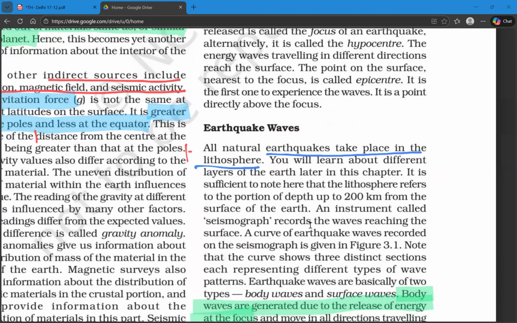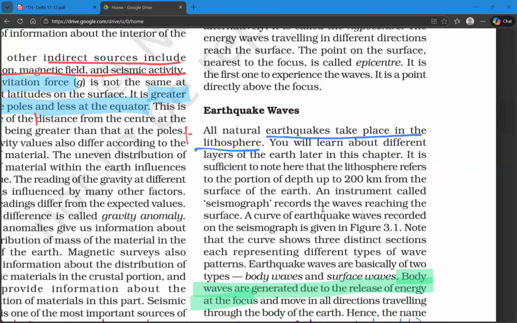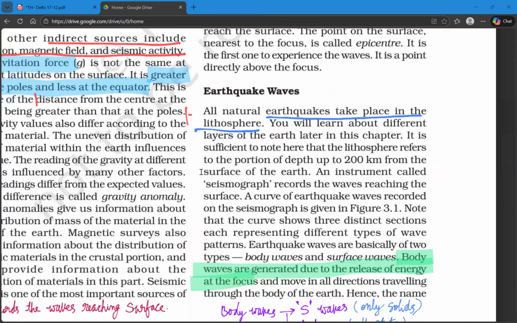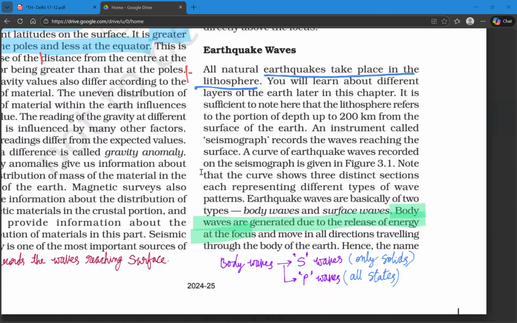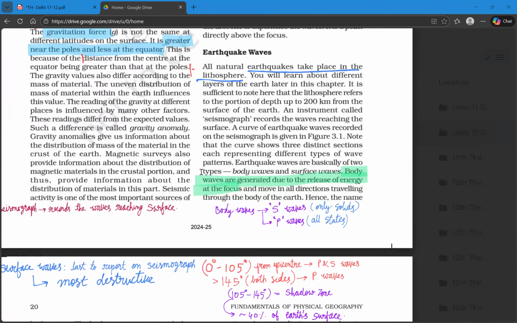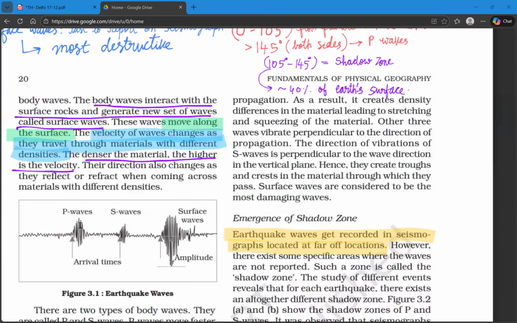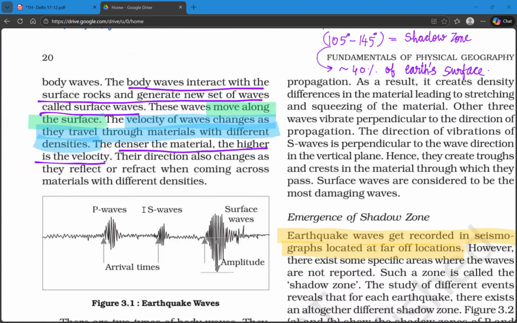An instrument called seismograph records the waves reaching the surface. What is the instrument? Seismograph. And what does it do? It records the waves reaching the surface. A curve of earthquake recorded on the seismograph is given in figure 3.1, if we see here. So these are the waves that are recorded on seismograph after the waves reach the surface.